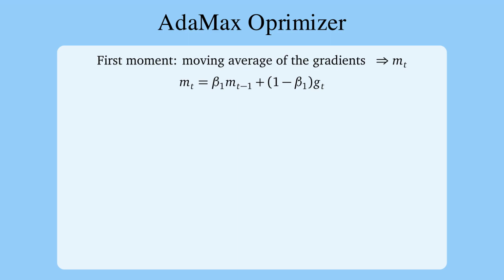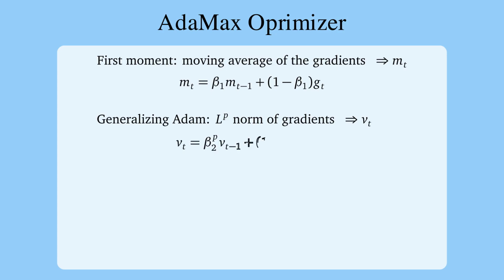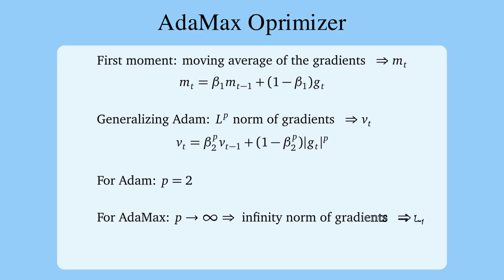So to follow the development of AdaMax, first let's go back to Adam and look at the second moment. In fact, this is the L2 norm of the gradients, and it can be generalized to the Lp norm, where p can be 2 or higher. In that case, v sub t would represent the running average of the Lp norm of the gradients and is computed using this equation. Now, with this generalized formulation for v sub t, AdaMax lets p go to infinity, which results in a very simple and stable optimizer.